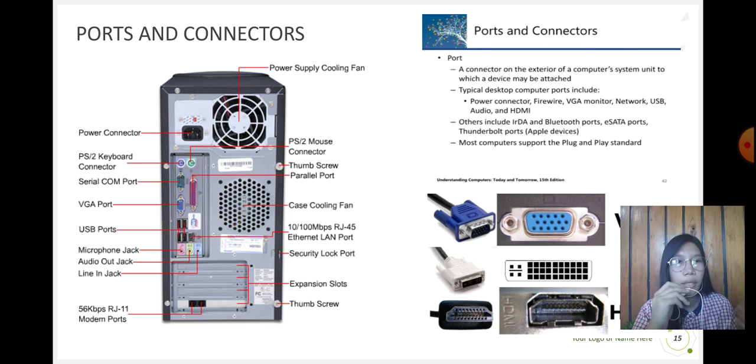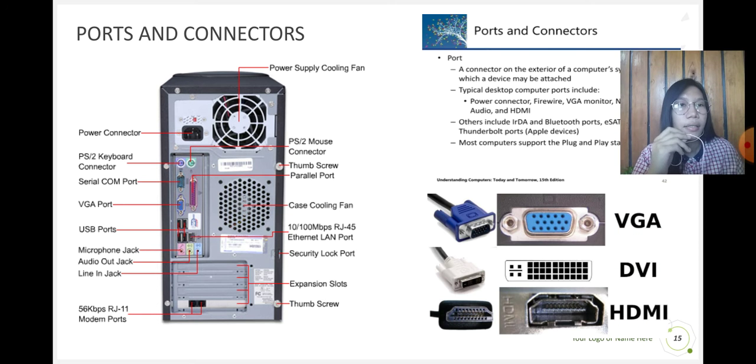So this is the back of our computer system, which has the power supply, power connector, and then a mouse, the green is the mouse and the violet is the keyboard, and then we have a LAN or local area network, which is the Ethernet connection for the router, and then security lock port, expansion slot, and microphone jack, audio out jack, and line in jack. And this side is where you plug in the VGA, DVI, or HDMI of your unit.